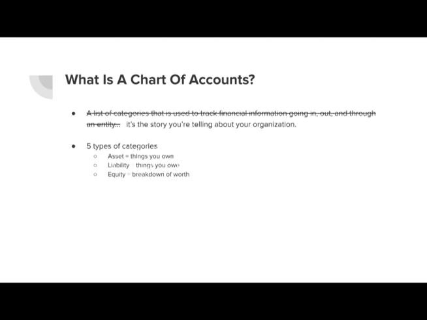And then you have your equity. We're going to spend a lot of time talking about equity here today because that is one of the chief things that is different between for-profit and not-for-profit or nonprofit entities. So we're going to spend a lot of time on equity here today. But equity at a high level is a breakdown of your organization's worth. So think of the example of a house. If I own a house that's worth $200,000 and I owe $150,000 on it, then my equity in that house is $50,000.